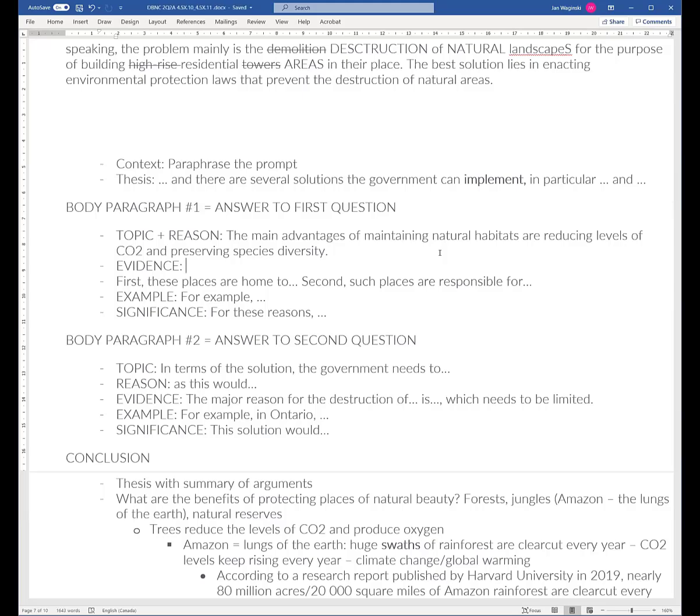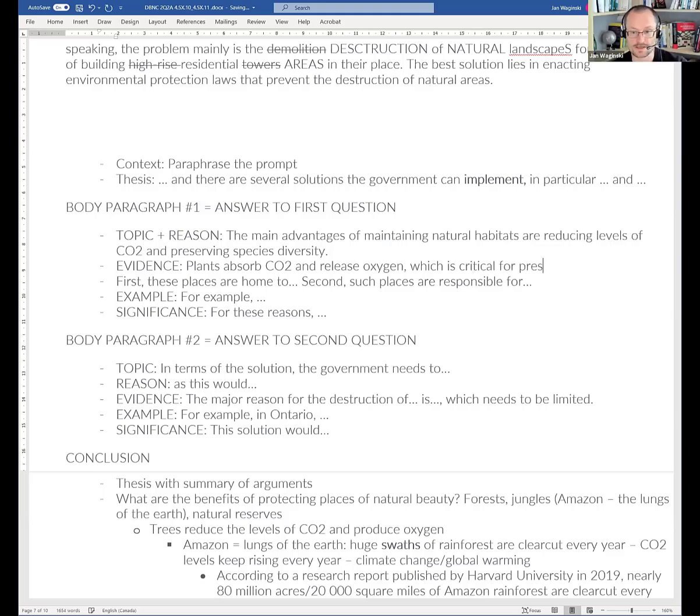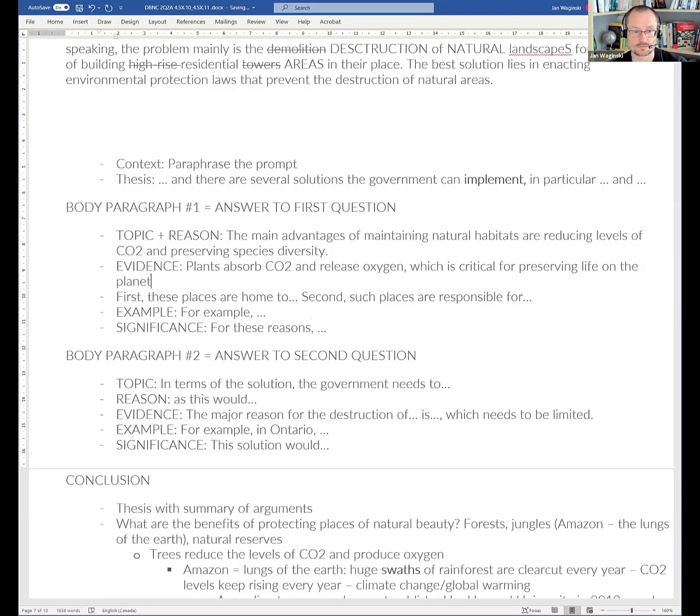This is a natural phenomenon. The plants usually absorb CO2 and release O2, oxygen, which is advantageous to preserving life, which is critical for preserving life on the planet. Okay.